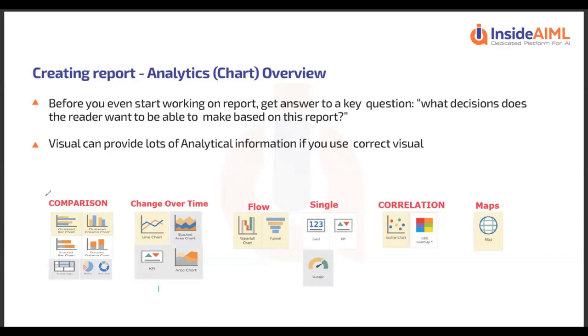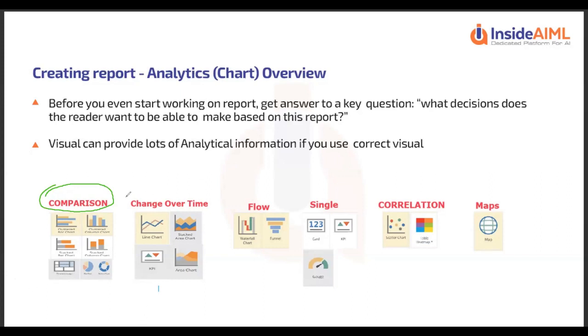Whenever you want to perform any sort of comparison, you have these charts. This is a clustered bar chart. This is a clustered column chart. This is a stacked bar chart. This is a stacked column chart, stacking as in one above the other. This is a tree map and this is a pie chart. Pie and donut, basically. So that is a comparison chart.